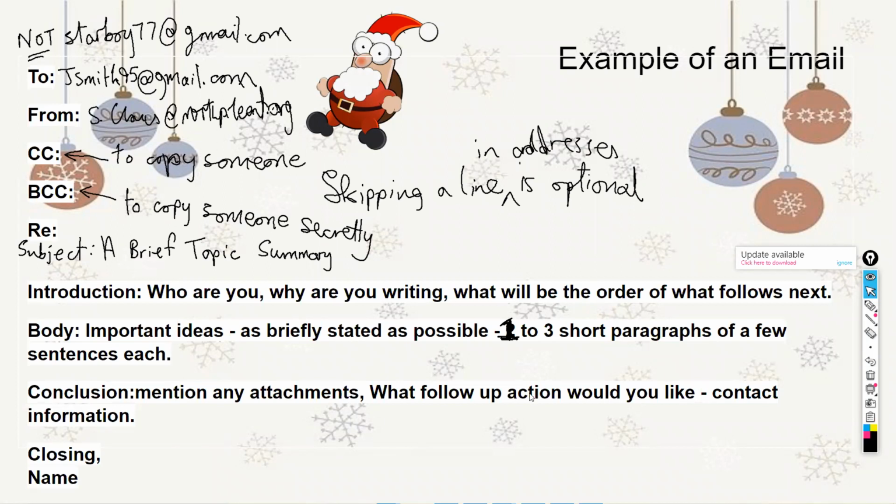The B in BCC stands for blind. If you're sending an email to multiple people and you use BCC, the BCC person will see everybody else, and the person you send it to wouldn't know that you sent it secretly.